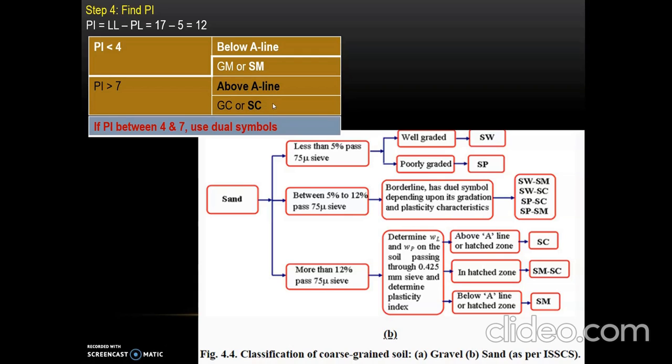In the previous slide, we assumed that soil is sand. So we classify further sandy soil as SC. That means there is clay content also in it. So it is clayey sand.